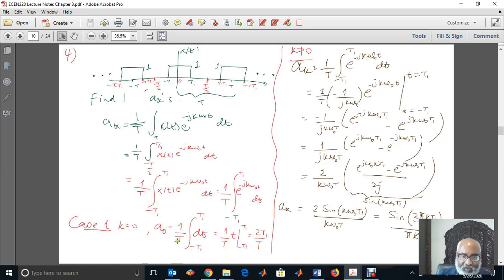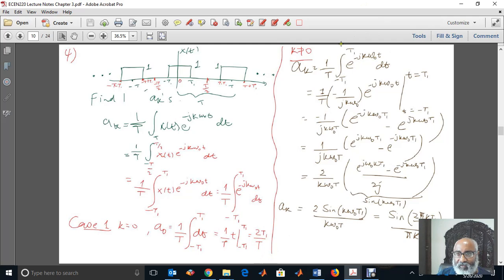So a_0 will be 1 over T, x of t is 1 between minus T1 and T1, so it will be the integration of dt. The integration of dt is t, evaluated from minus T1 to T1 is 2 T1. So a_0 is 2 T1 over T, with T1 and capital T. Okay, so this is a_0, the DC part.